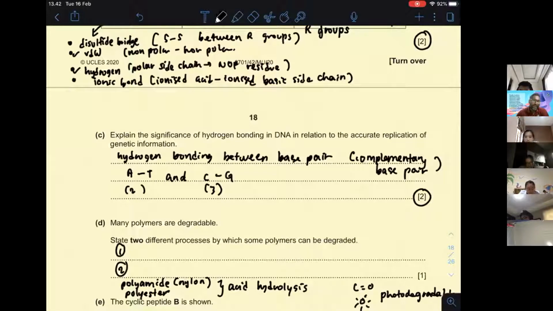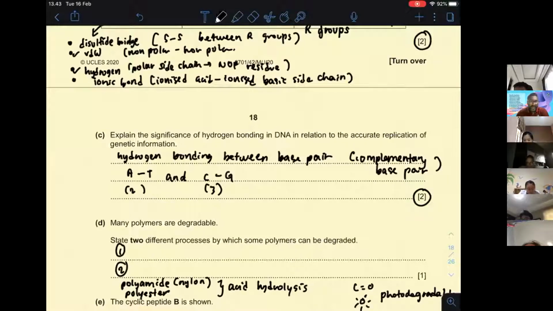In accurate replication of genetic information, you need to mention there is going to be hydrogen bonding between what? The hydrogen bonding is between the base pair, they are called complementary base pair. So you can say hydrogen bonding between the complementary base pair. That's going to give you 1 mark. So you need to tell what are the base pair that is going to complement to each other. So A to T, you can just use the A to T, and then C to G.